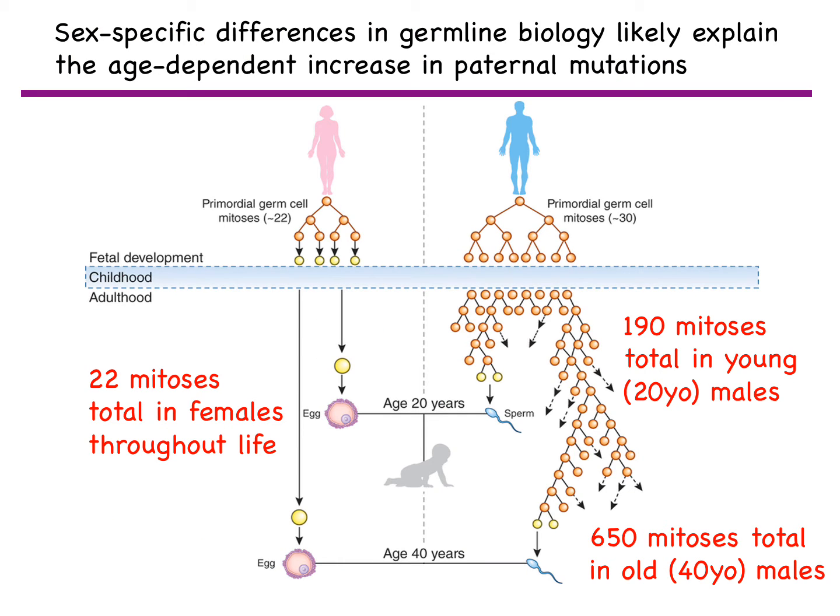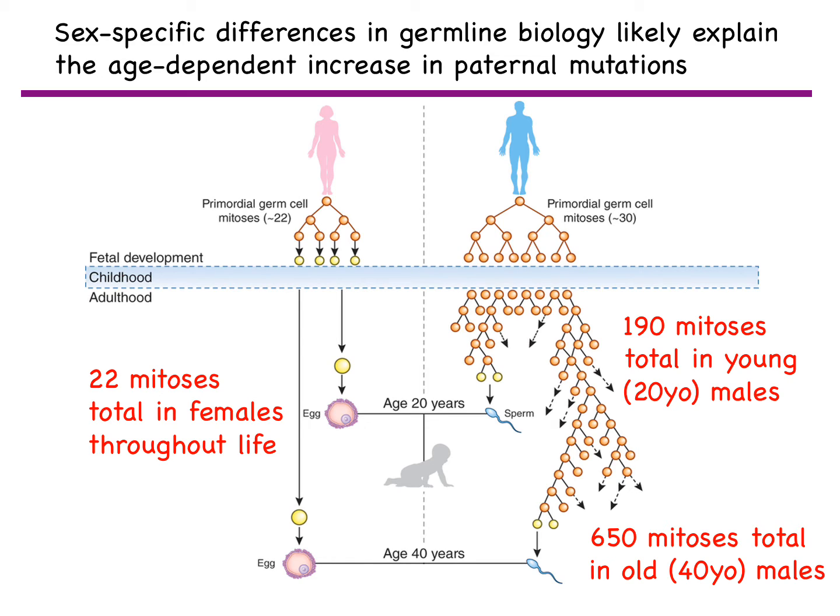The reason this happens is because of differences between males and females and how their germline develops. The key difference, in one sentence, is that there are way more mitoses in males, and the number of mitoses that give rise to the germ cells increases dramatically with age, but there are way more in males than in females.